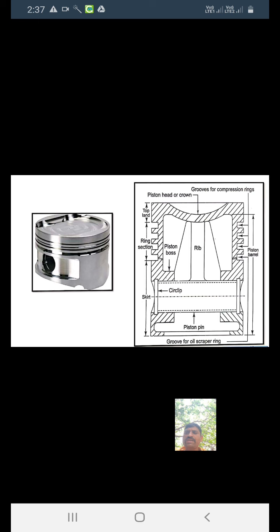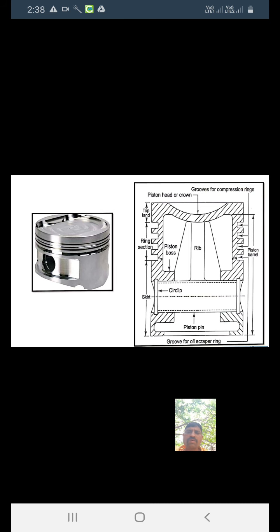Okay, to minimize the expansion at high temperature. Again, it should have uniform thermal expansion so as to avoid distortion at high temperature. This is some property of the piston material. Okay, then we have seen the parts of the piston. Any properties remaining? It should also have good bearing property.